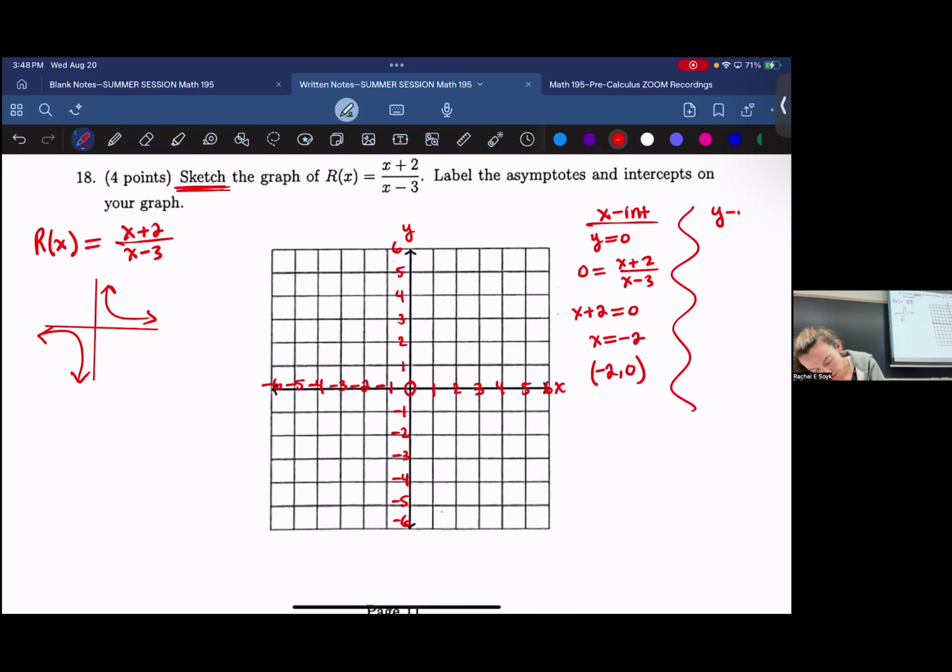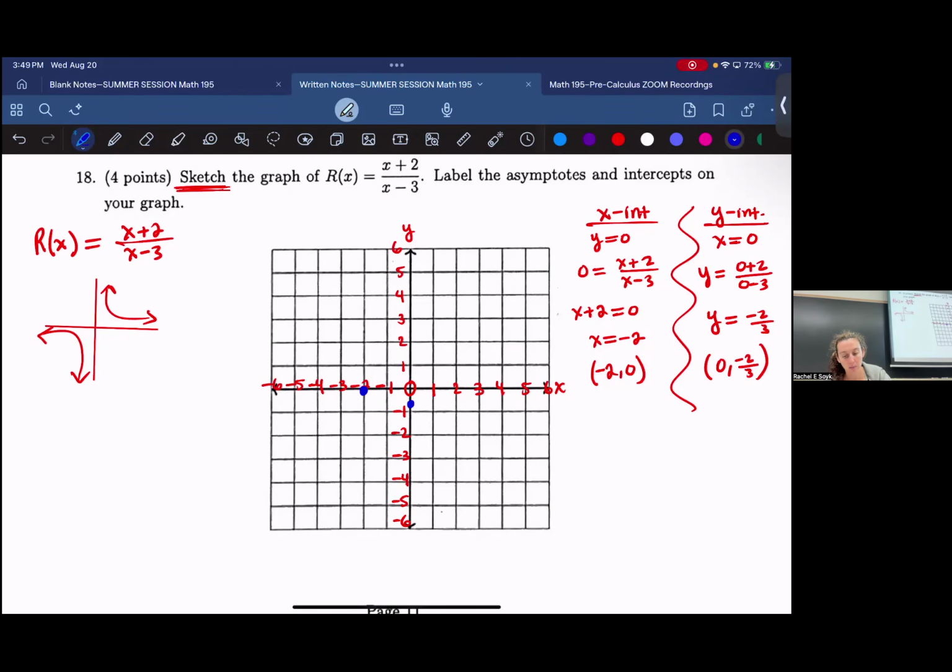And then our y-intercept is when x equals 0. So we plug in a 0 for wherever we see an x. And we get y is equal to -2/3. So our y-intercept is 0 comma -2/3. So let's plot those. We have -2, 0, and then we have 0 comma negative 2/3.